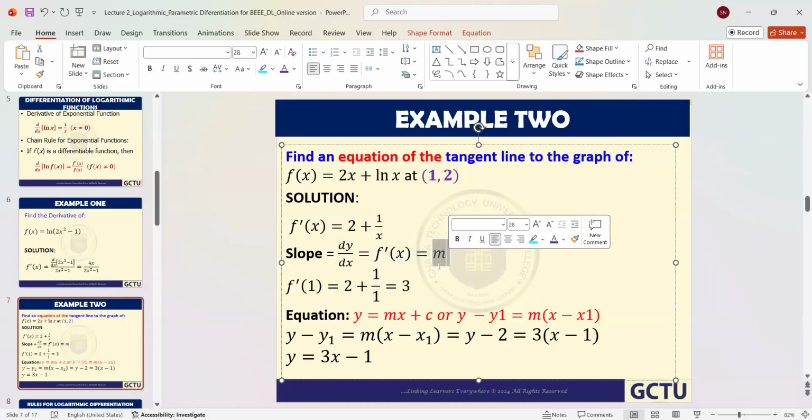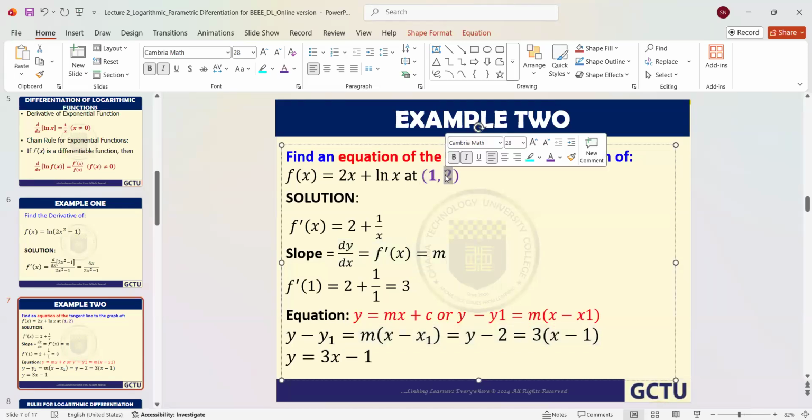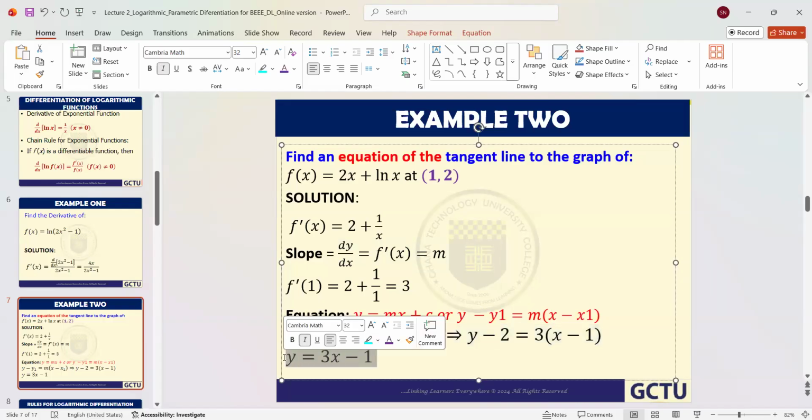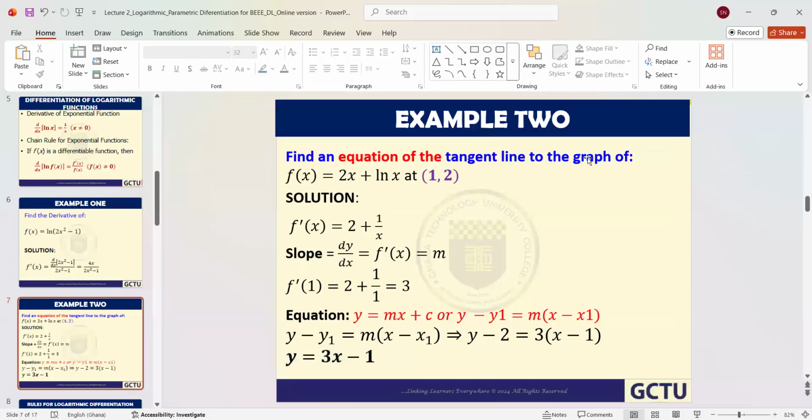Now that I have the slope, I can write the equation of the line using the second formula. So y minus y1. What is my y1? My y1 will be the value 2. They give me the point. And then x minus x1, where x1 will be the value 1. So the equation now becomes y minus 2 equals 3 into bracket x minus 1. Now, if you simplify this equation, you end up getting this as your answer. Okay. Kingsley, are we okay?